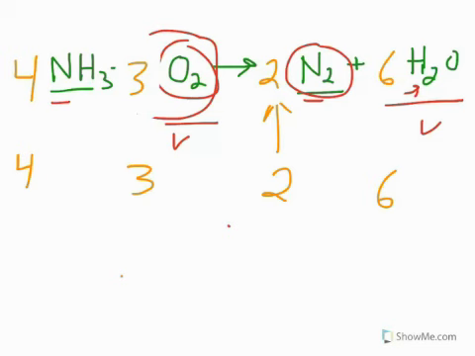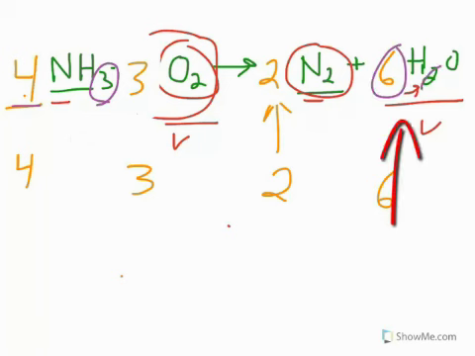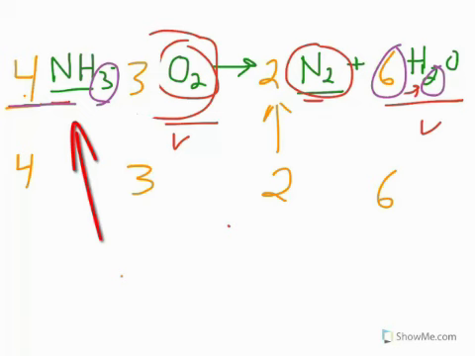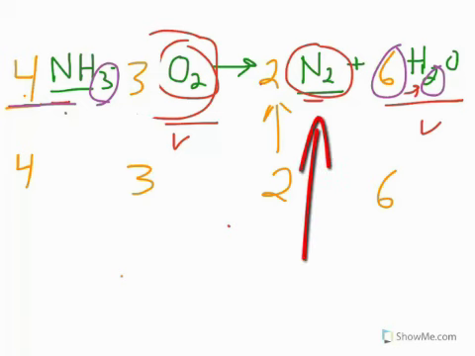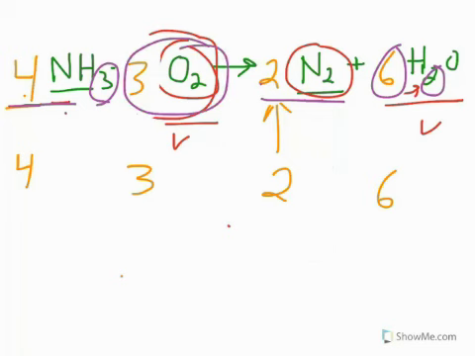And let's double check. I have 4 times 3 over here, 12 hydrogens. 6 times 2 is 12 hydrogens. The nitrogens, I have 4 times 1 nitrogen on this side, 2 times 2 is 4 on the right. Oxygens, on the left, I have 6 oxygens, 3 times 2. And I have 6 oxygens times 1 over here, so everything balances.